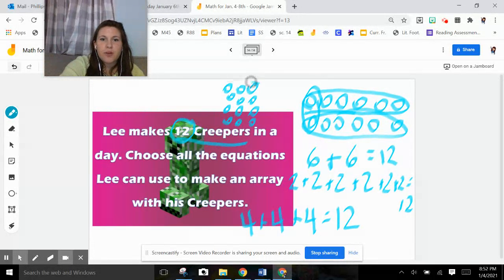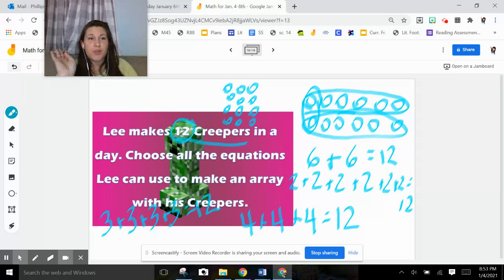Then you can add your rows. 3 plus 3 plus 3 plus 3. Running out of room. Let's do that one over here. 3 plus 3 plus 3 plus 3 equals 12. So you can come up with 4 equations to show how to make this array of the 12 creepers that Lee has, which is pretty cool.